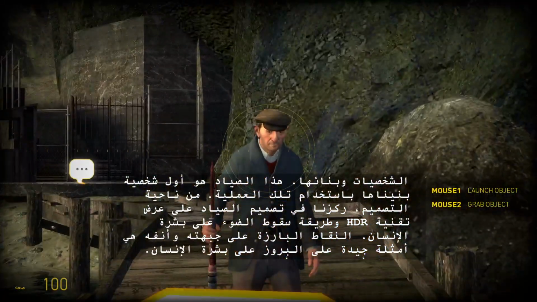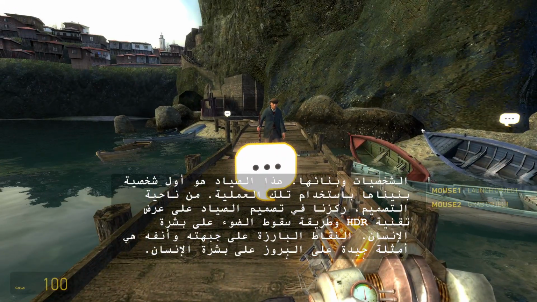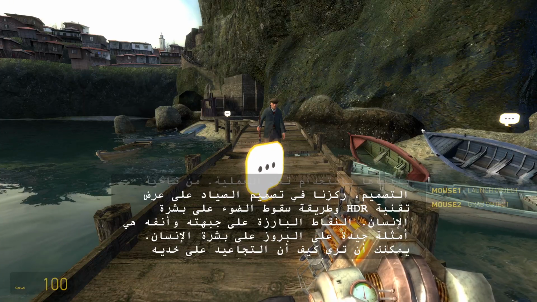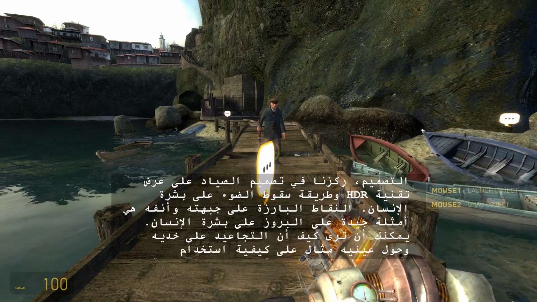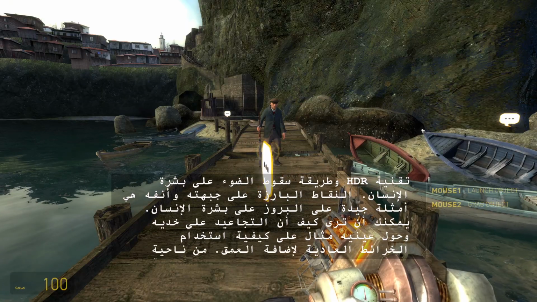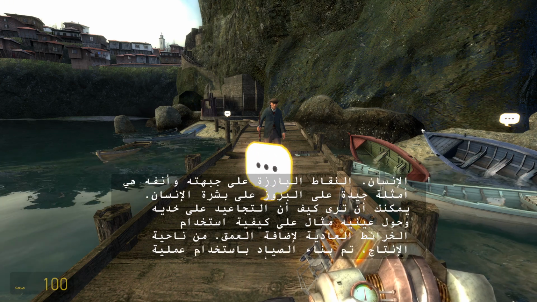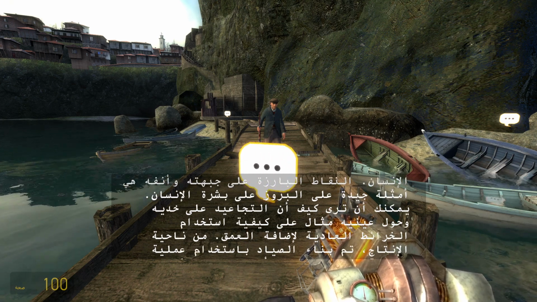Design-wise, the fisherman was focused on showcasing HDR and the way light falls on human skin. The highlights on his forehead and nose are good examples of specularity on human skin. You can see how the wrinkles on his cheeks and around his eyes are an example of how we can use normal maps to add depth.